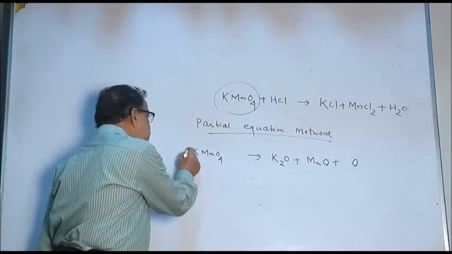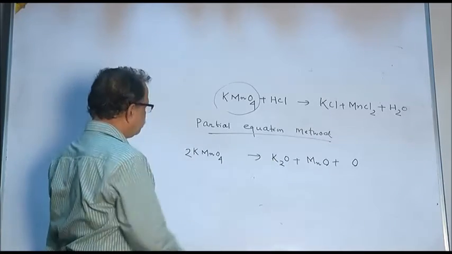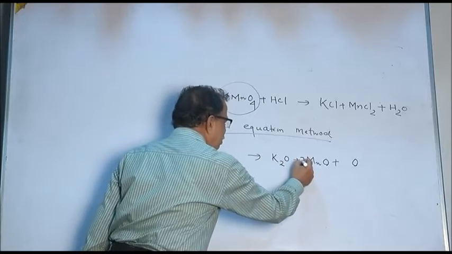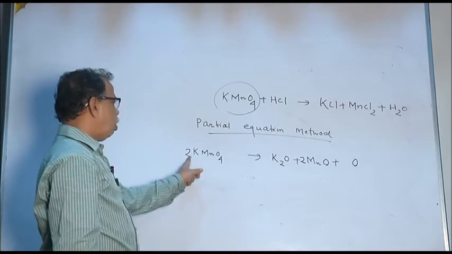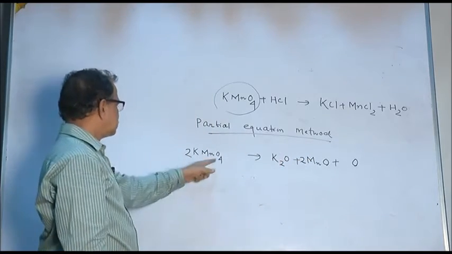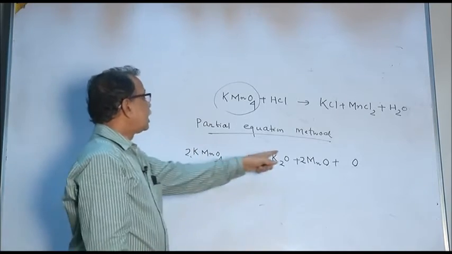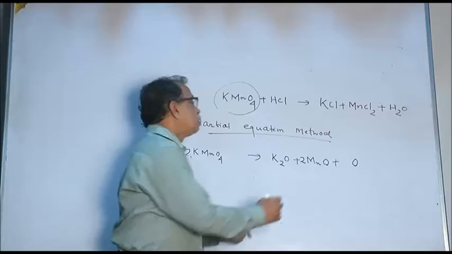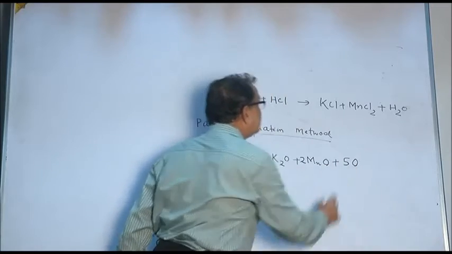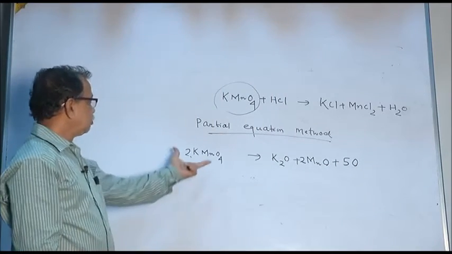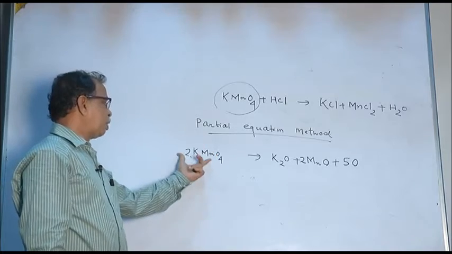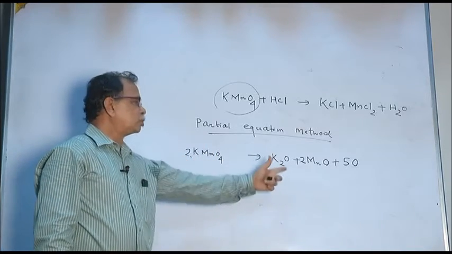You write 2 because K2 is there. 2 Mn, write 2 MnO. K2O, 2 MnO plus how many O? 4O, 4 into 2, 8O. Then 3O, it will be 5O. Look at here, is it balanced or not? Yes, this part is balanced. 2 KMnO4 gives K2O plus 2 MnO plus 5O.